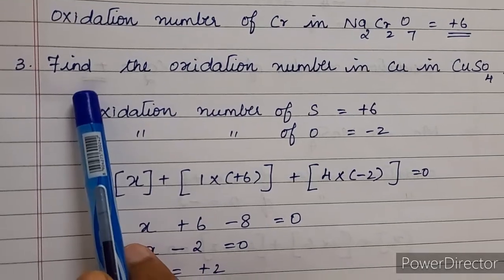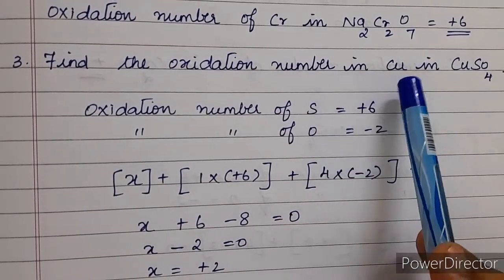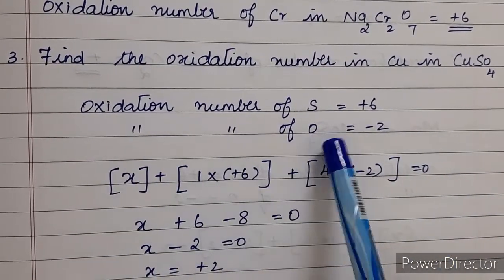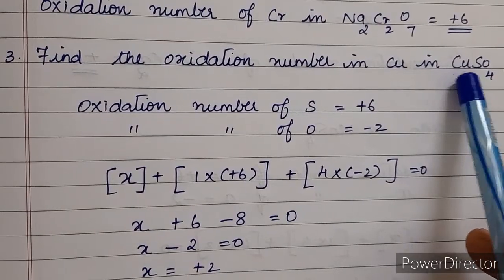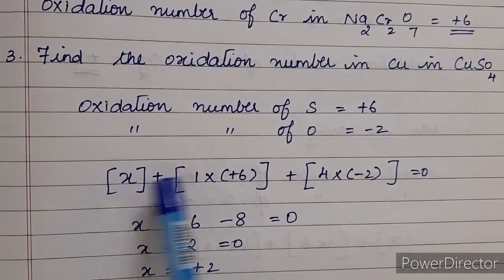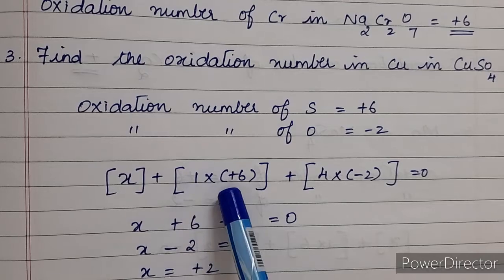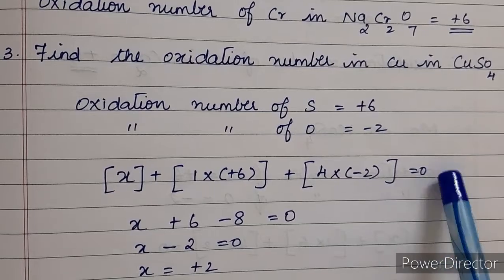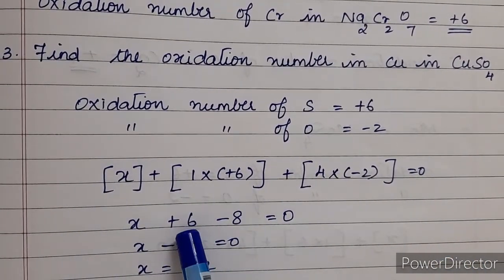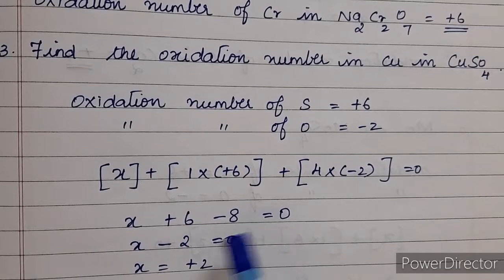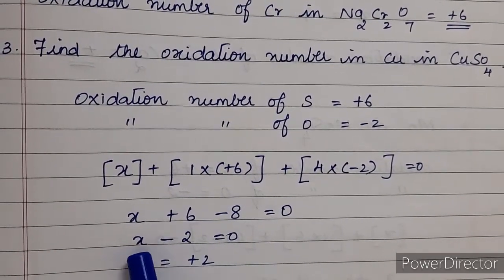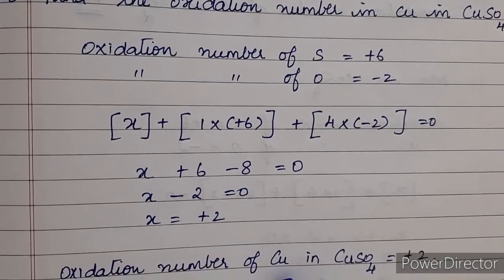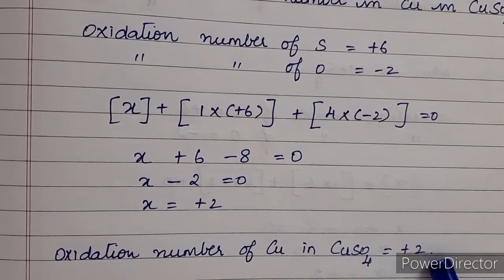Next we'll move to the third one. Find the oxidation number of Cu in CuSO4. So the oxidation number of sulfur is plus 6. Oxidation number of oxygen is minus 2. So here copper, you have 1 copper, isn't it? So 1 into X is X, plus how many sulfur? 1. So 1 into plus 6, plus oxygen, you have 4 oxygen. So 4 into minus 2 is equal to 0. So this becomes X, this becomes plus 6, and here it is minus 8. So 6 minus 8 is minus 2. So X minus 2 is equal to 0. X is equal to plus 2. So the oxidation number of copper in copper sulfate is plus 2.